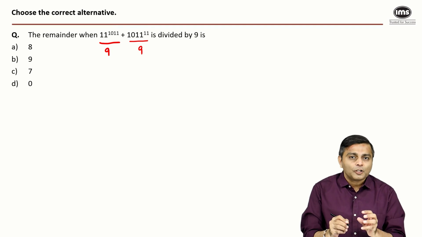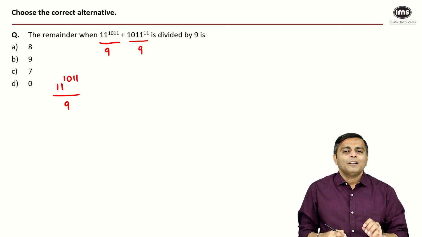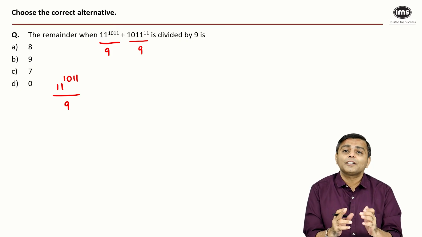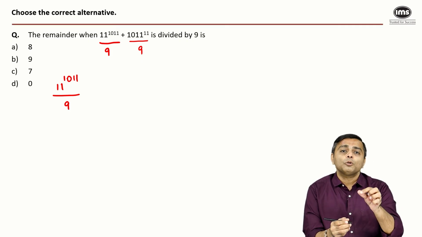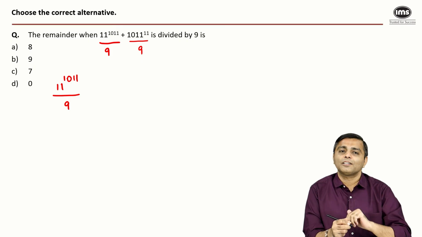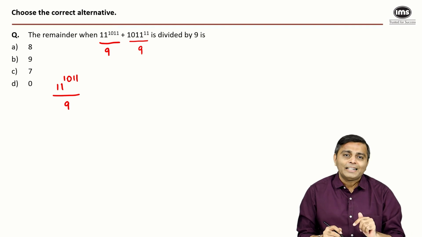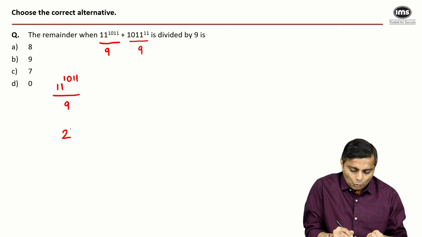Now let's focus only on the first term currently. 11 raised to 1011 divided by 9. Very simple thumb rule: if the base of the numerator is more than the divisor when we are trying to find the remainder, you divide it and bring it back to less than the denominator, and then we think in terms of maybe negative remainders or some multiples of the divisor. So 11 divided by 9 leaves 2, so what you get is actually 2 raised to 1011 divided by 9.